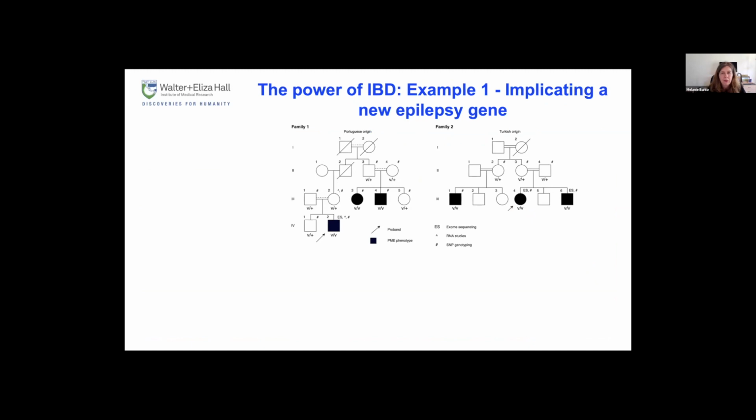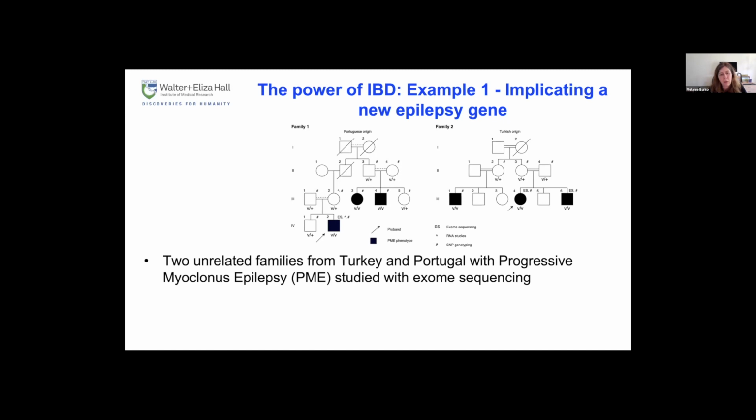Okay, so Karen worked on these two pedigrees. One is from Portugal and one is from Turkey. They have 6 affected individuals in them who segregate a very nasty epilepsy called progressive myoclonus epilepsy. And these were studied, as you would these days, with exome sequencing.